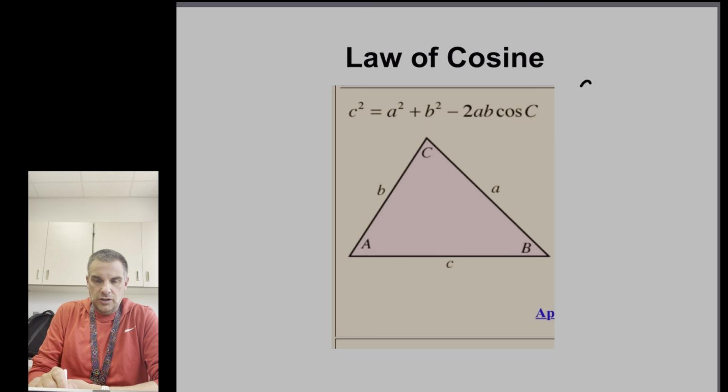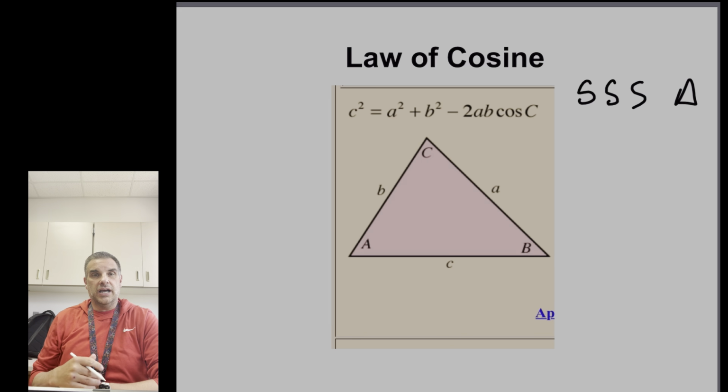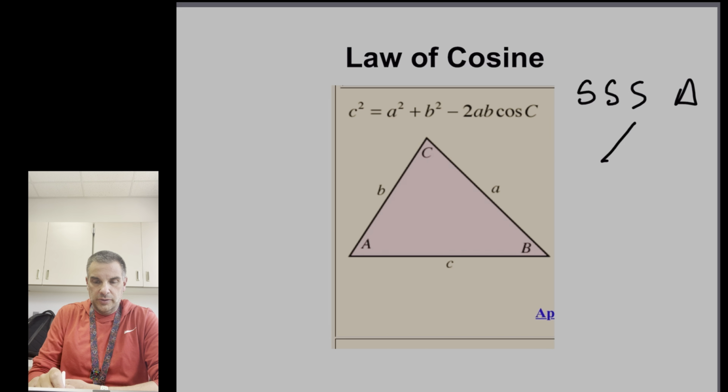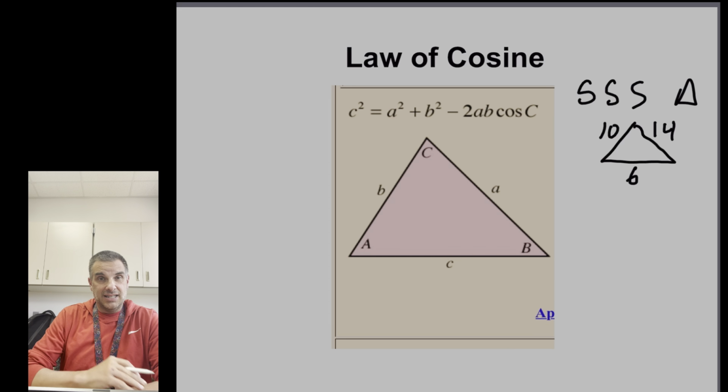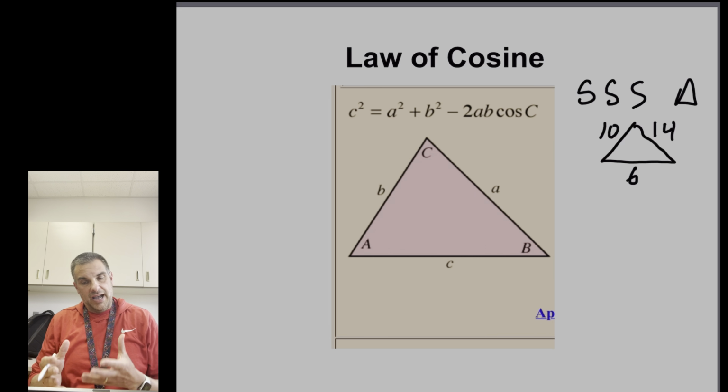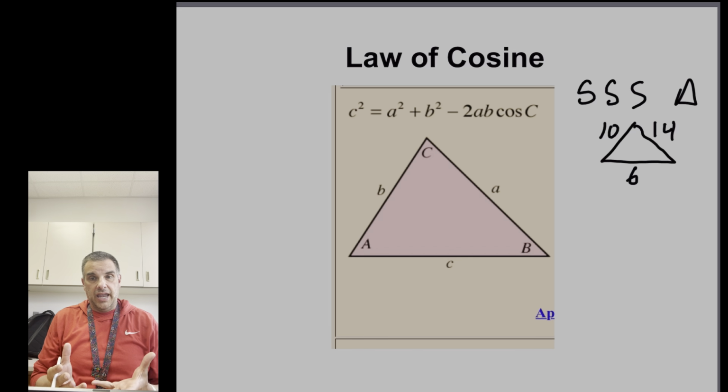You either need to know all three sides, so we have a side-side-side situation going on where you know all three sides of the triangle. So we know that this is 10, this is 6, and this is 14. And we know all three sides of the triangle. Then we could go ahead and find the measure of any of the angles.